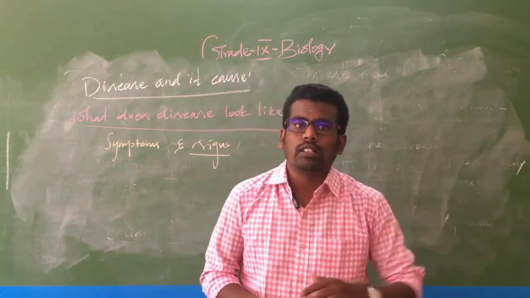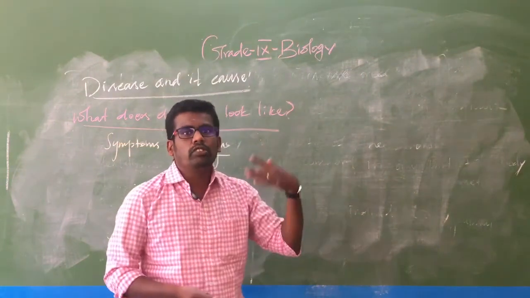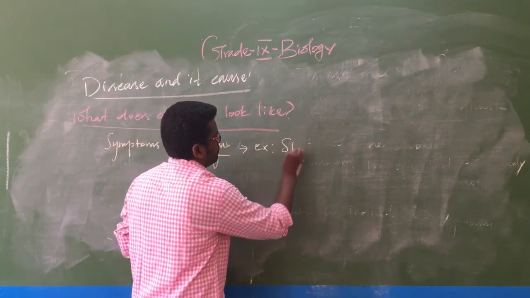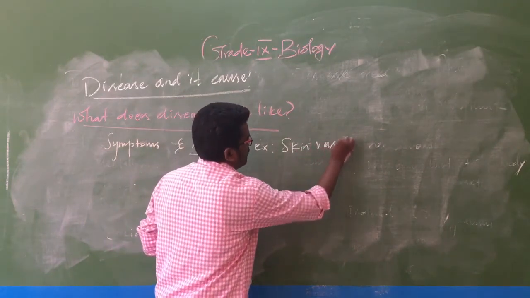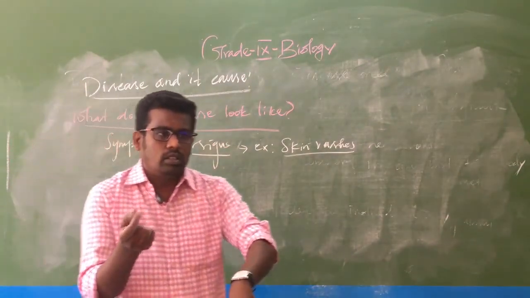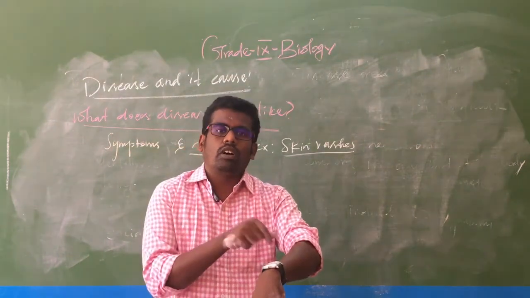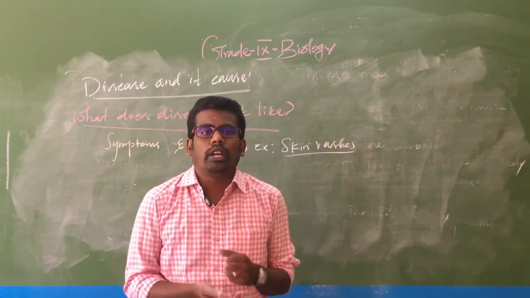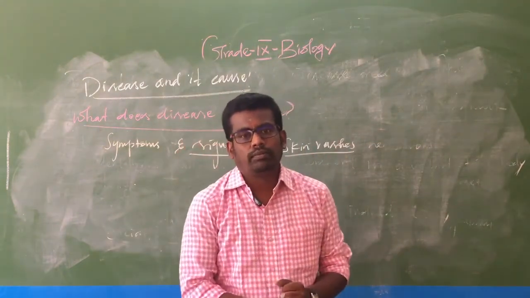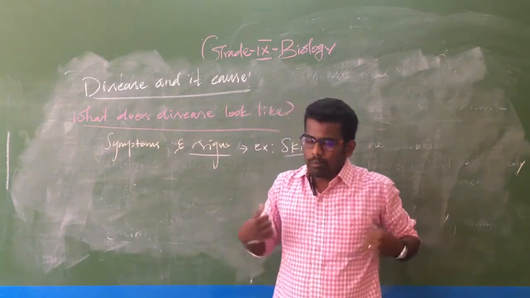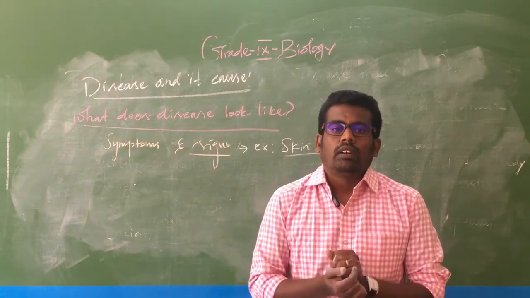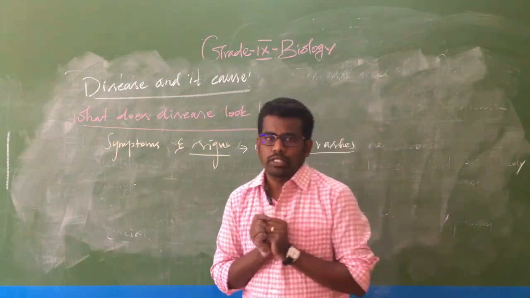A sign is visible to others also. For example, skin rashes. The small red dots that appear on our body sometimes are called skin rashes. So it is visible to others. But the headache or back pain, stomach pain, only the particular person can feel.